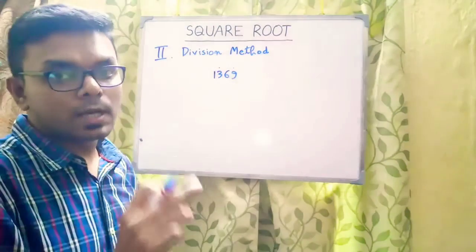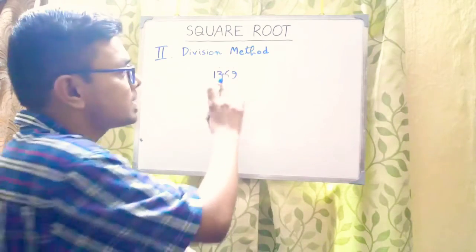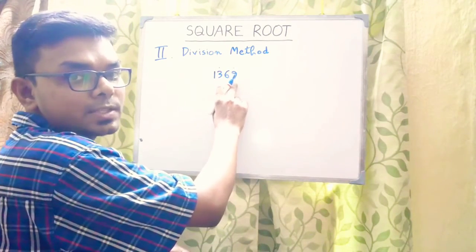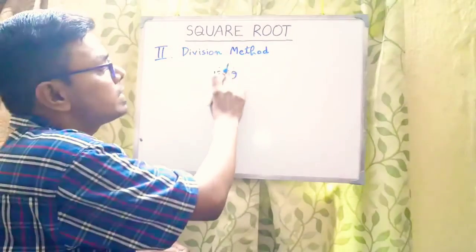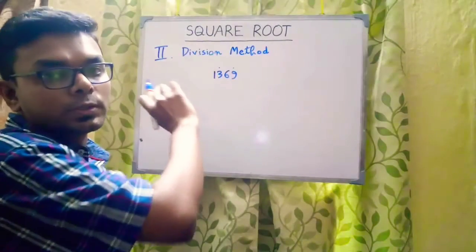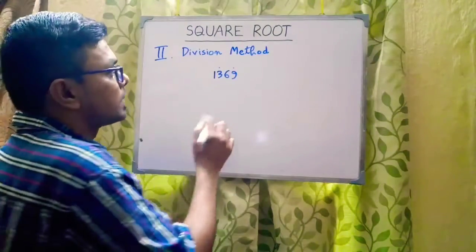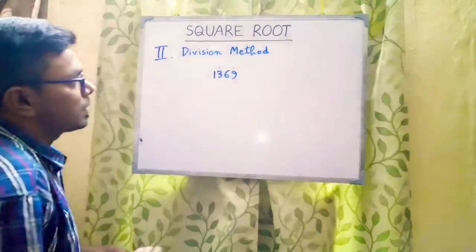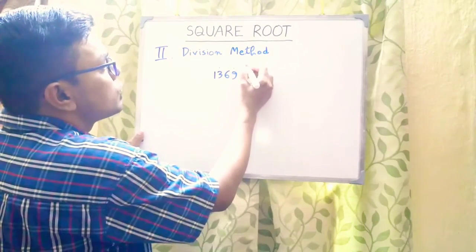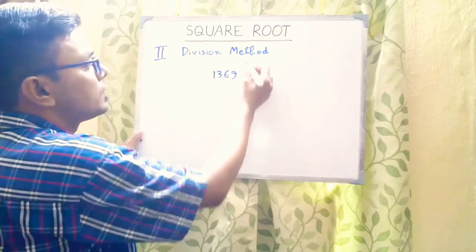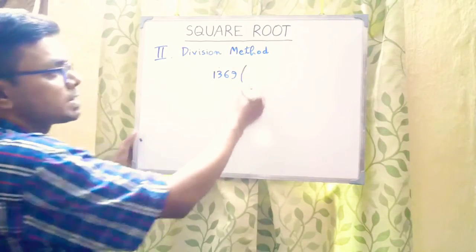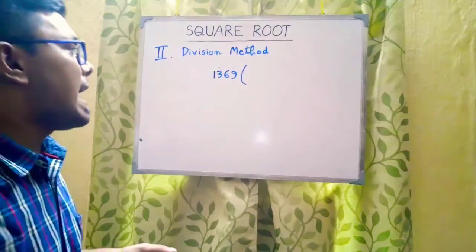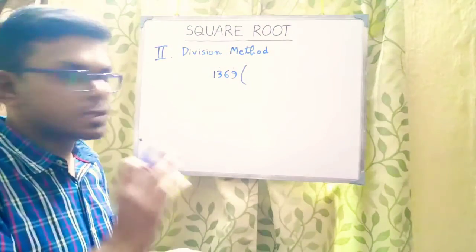Remember, we always have to start from the right hand side. The first right hand side number, that is the ones digit, will always have a dot. Then alternately we put dots on the other numbers. Now, as we do in the division process, we draw a symbol like this, and you have to pay attention over here.